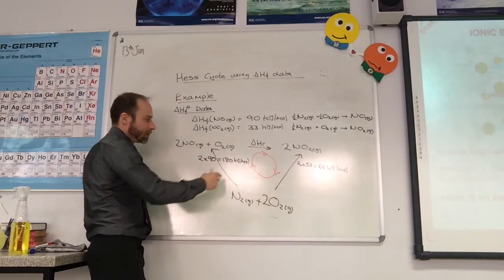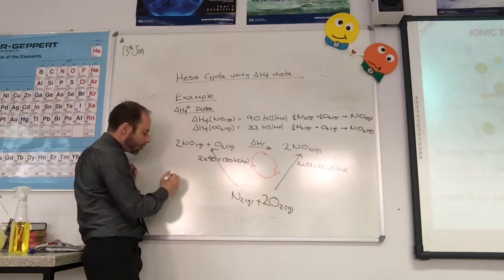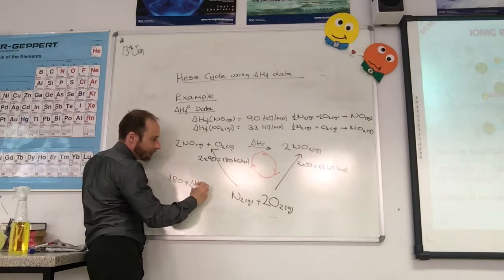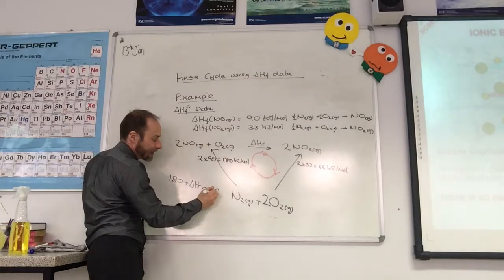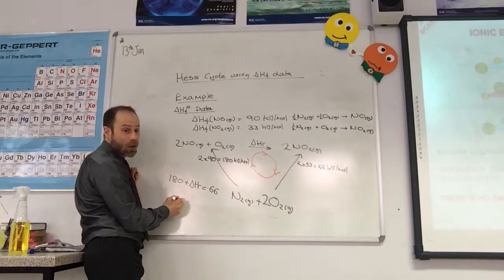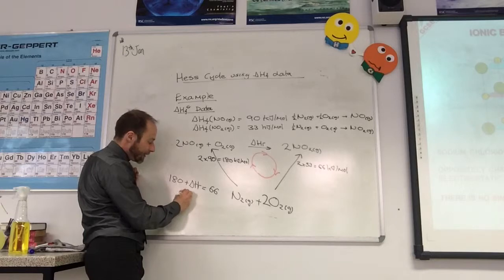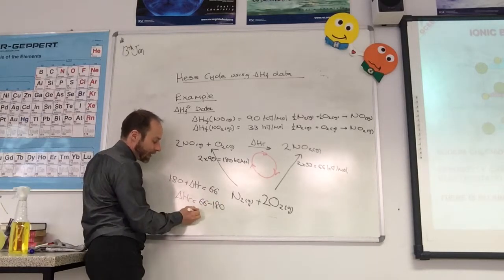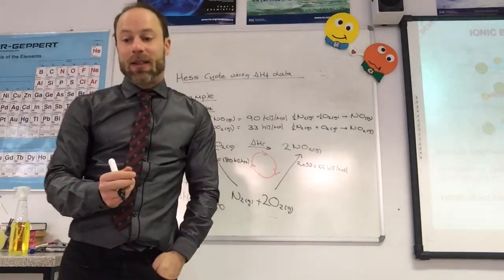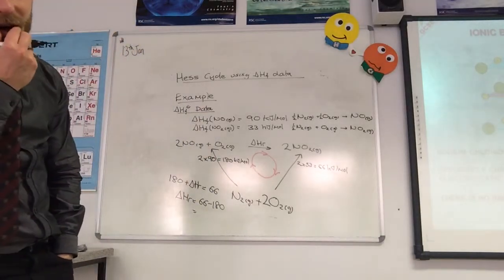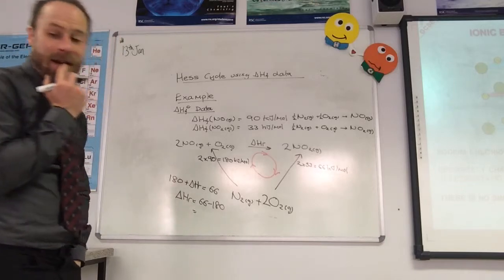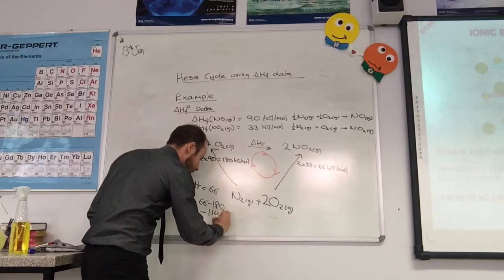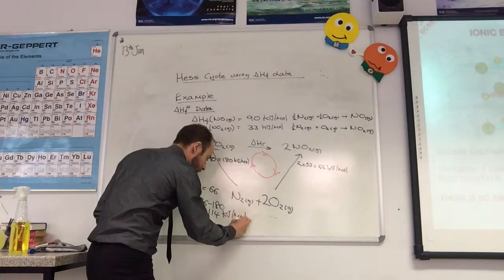If I do that, 180 plus delta HR is equal to 66. So if I rearrange that, delta HR equals 66 minus 180, which means delta HR is going to equal minus 114 kilojoules per mole.